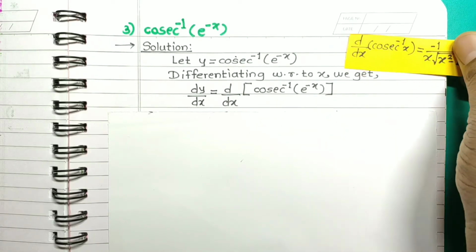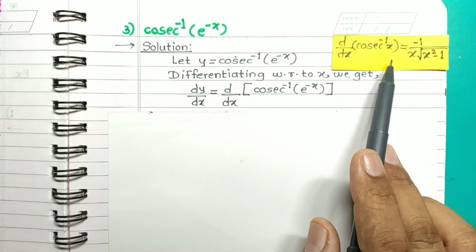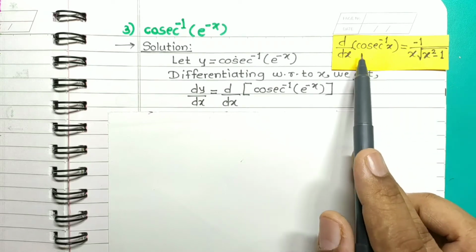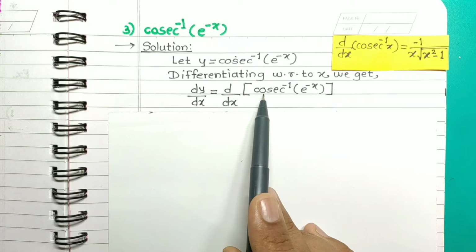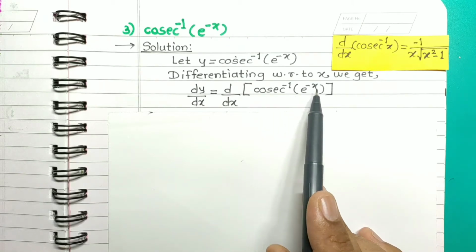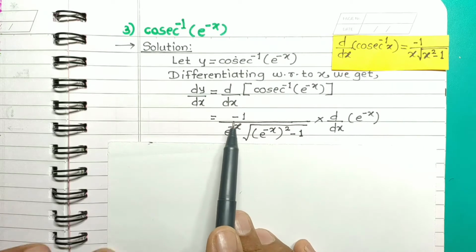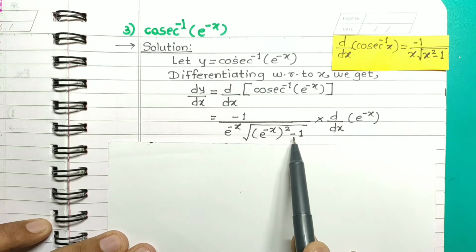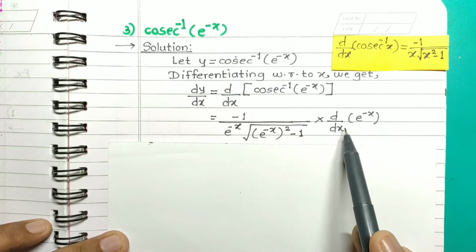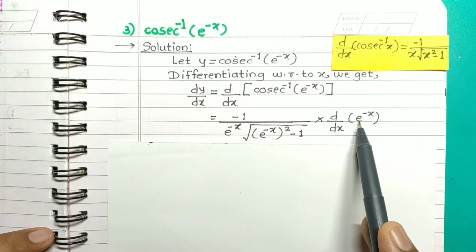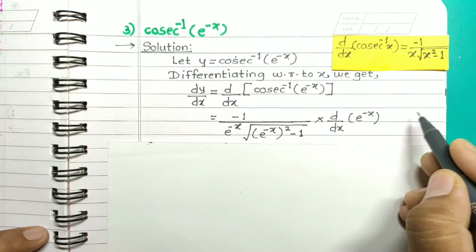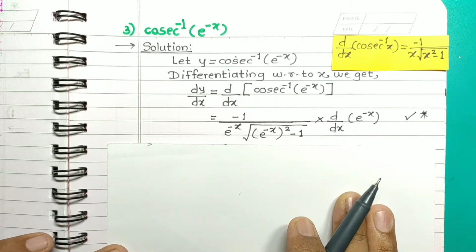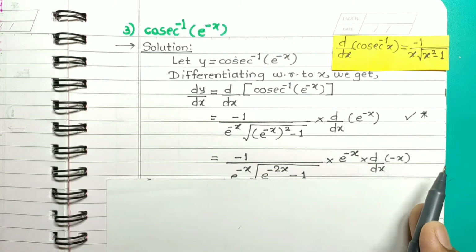So we have derivative of cosec inverse of x as minus 1 upon x into root of x square minus 1. So using this standard formula, we are going to treat this function as cosec inverse of something, and derivative is minus 1 upon something into square root of something square minus 1 into derivative of something, and something function is e raised to minus x. You note this step properly. We have used chain rule here. Okay, and now let's simplify and find this derivative to the next step.